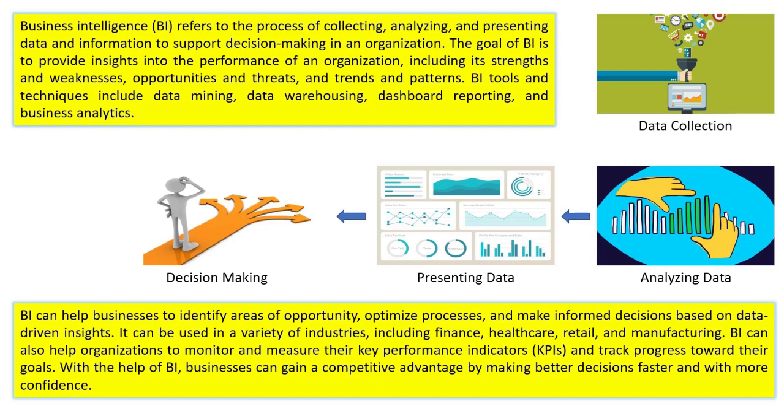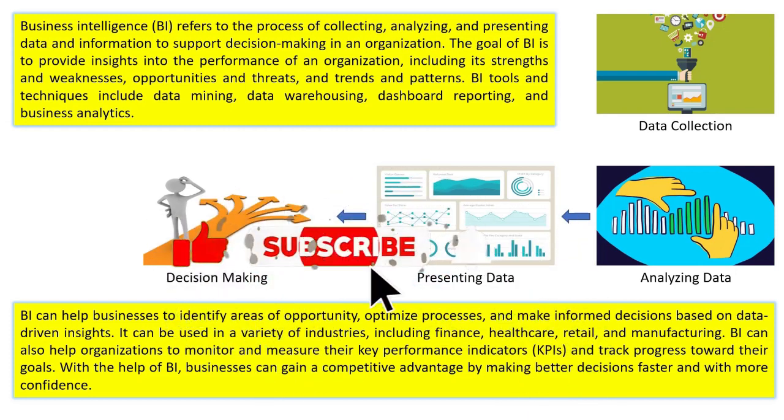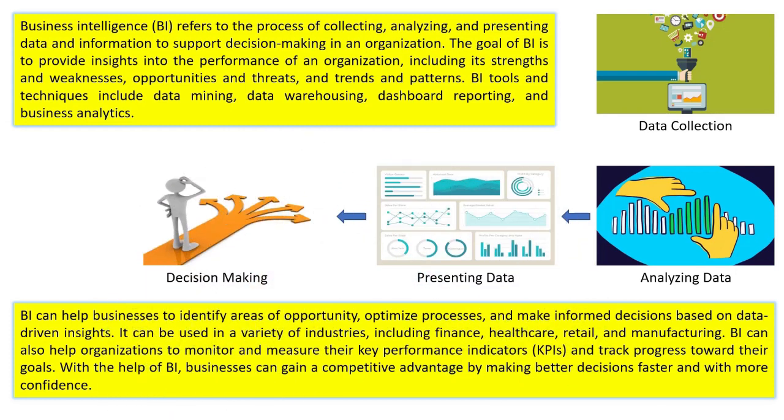It can be used in various industries including finance, healthcare, retail and manufacturing. BI can also help organizations to monitor and measure their key performance indicators. So what do you mean by key performance indicators? Key performance indicators means, in order to find the revenue of a business, we need to show the data in some card, or you can say that we need to just focus on the data of the revenue. That is called key performance indicators and track the progress towards their goals.